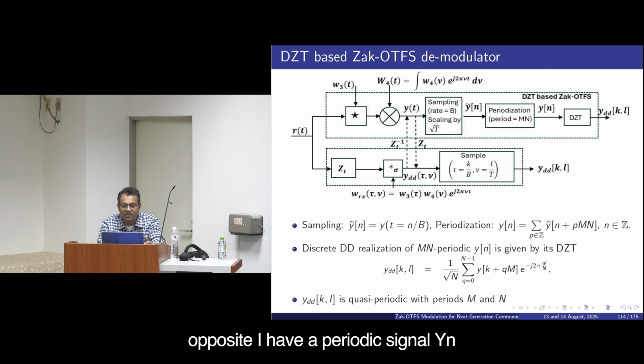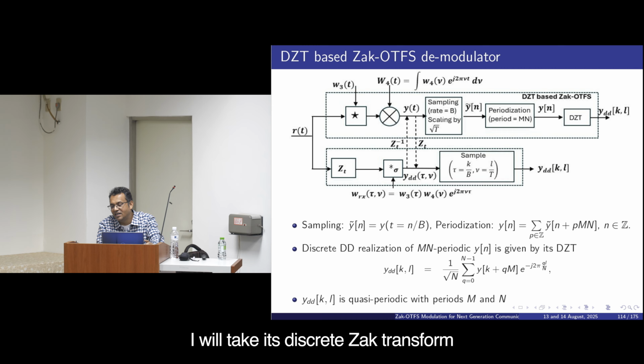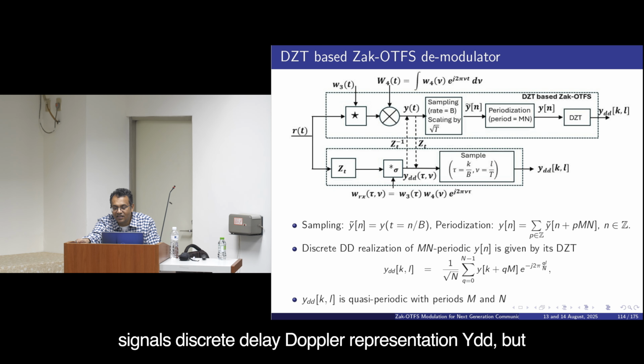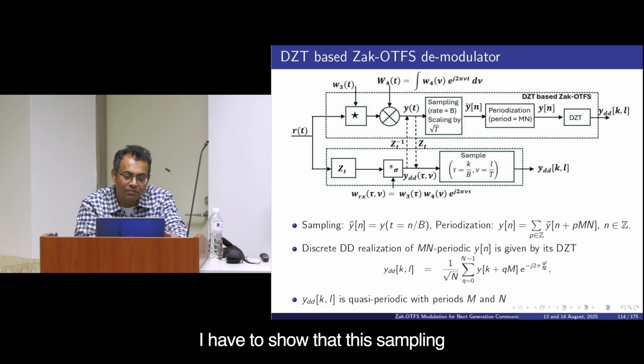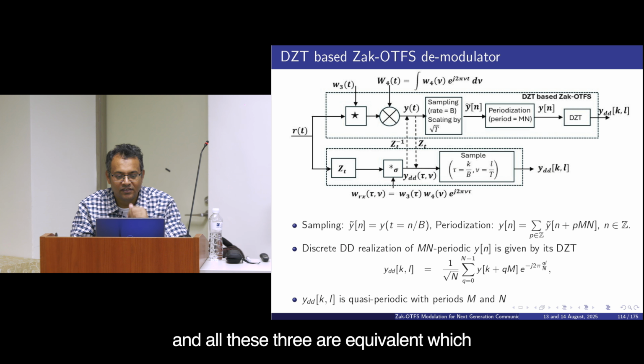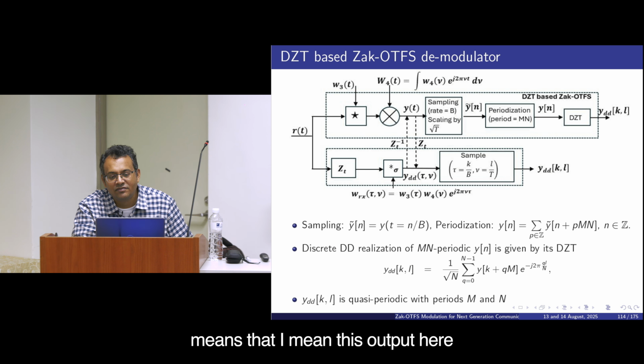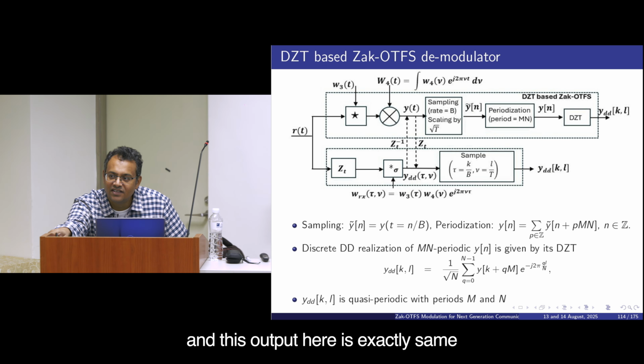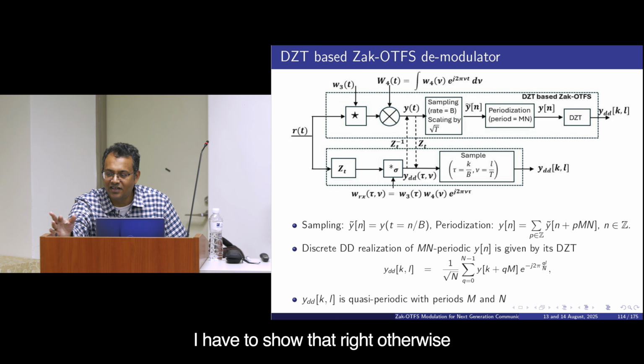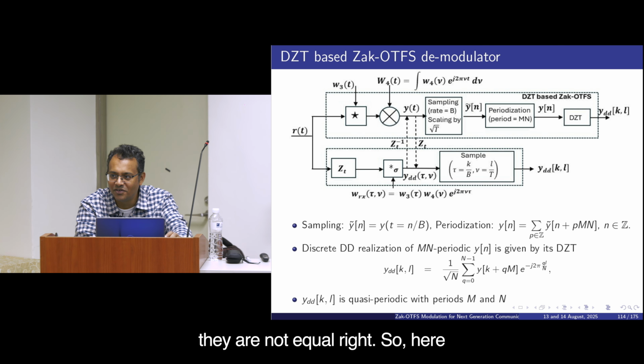I have a periodic signal y[n], I will take its discrete Zak transform, which is going to give me this signal's discrete delay-Doppler representation y_dd. But I have to show that this sampling and all these three blocks are equivalent, which means that this output here and this output here are exactly the same. I have to show that, right? Otherwise there is no point if they are not equal.